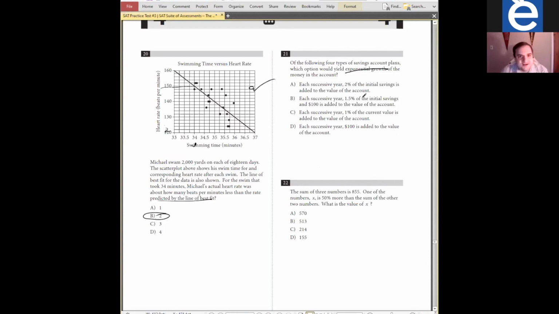Each successive year, 1.5% of the initial savings and $100. Nope. That would just be adding the same amount every year. Each successive year, 1% of the current value. That's exponential. Every year, the current value grows by 1%, so as more money is in the account, more money is generated. Each successive year, $100? No, that would just be a line. I mean, all of those others would just be lines.